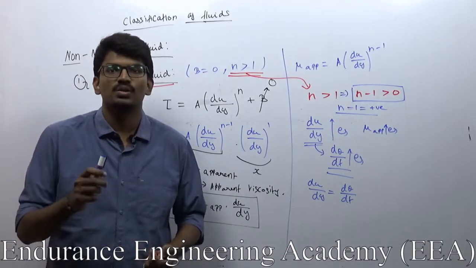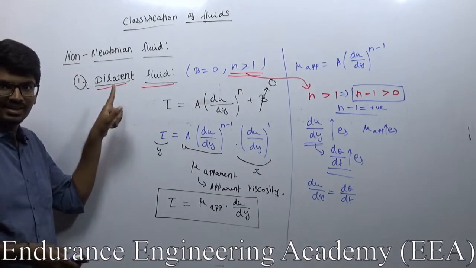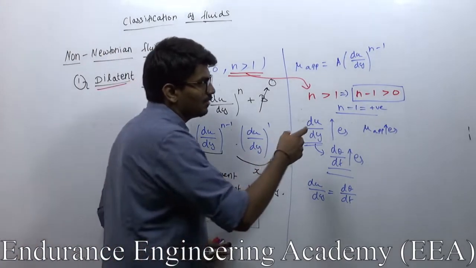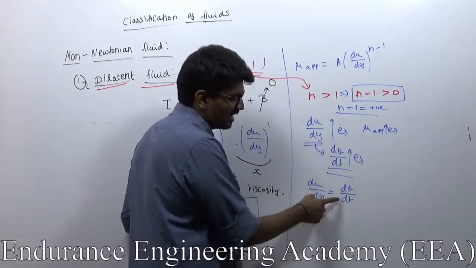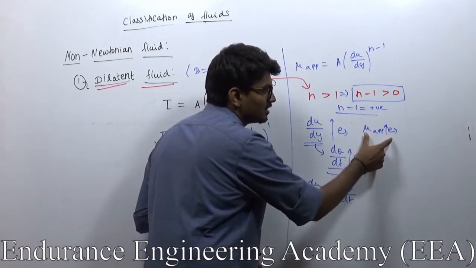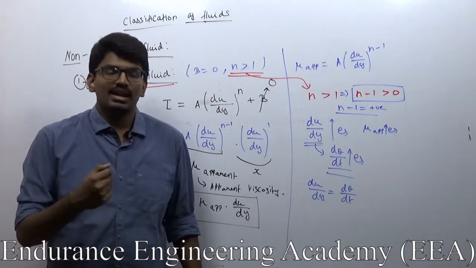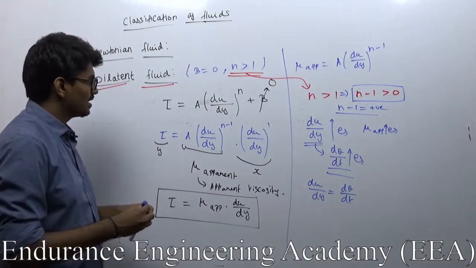Now I will define what is a dilatant fluid. Dilatant fluids are the fluids in which if I increase the rate of shear strain, then its apparent viscosity will increase. Okay. Simply, I can give you some examples so that you will understand it in a much clearer manner.